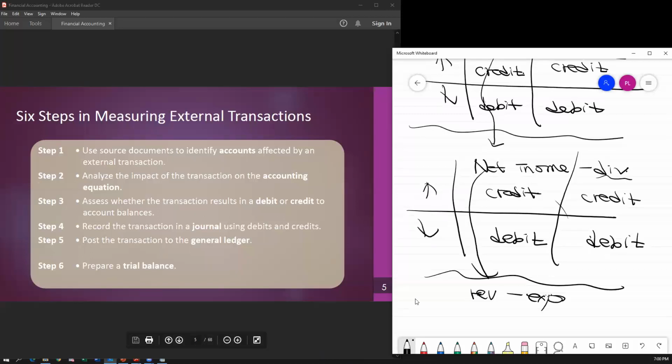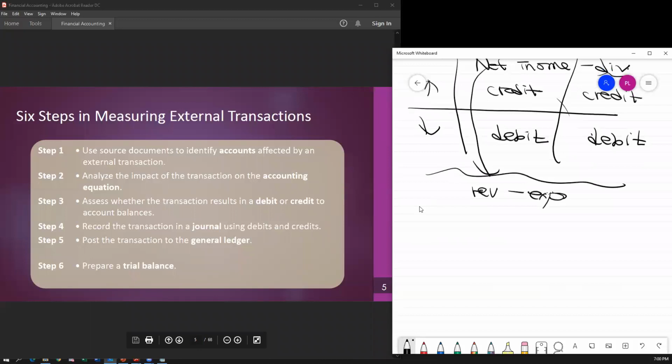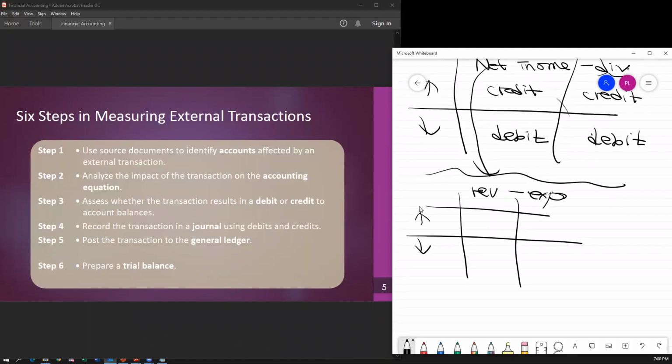So let me go down even further. So we have an increase and decrease. So following the same scheme, when we increase revenue, that means we're crediting revenue. When we decrease revenue, we're debiting revenue, okay? When we're increasing expenses, we're going to credit revenues and increase this, okay? When we're decreasing expenses, we're debiting expenses, okay?